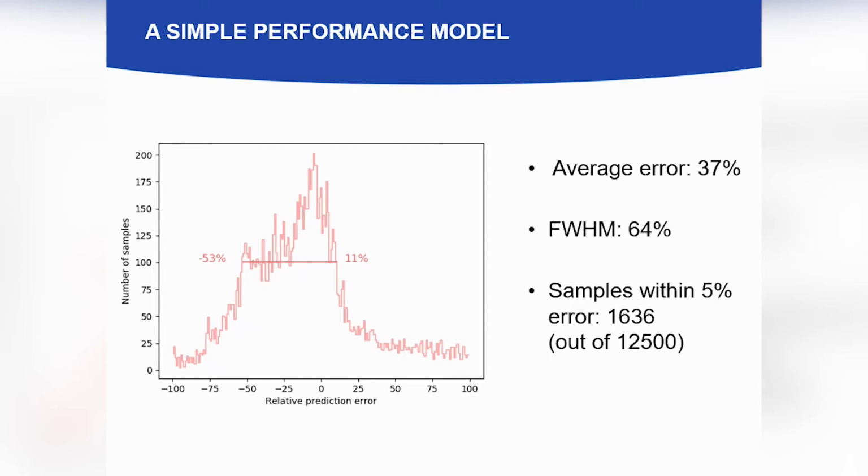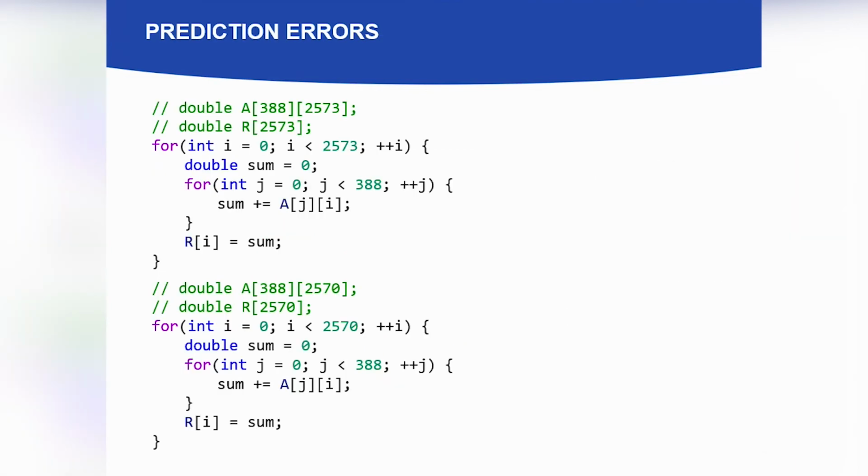What causes the linear regression to underperform? Obviously, there are some nonlinear effects affecting the runtime. Otherwise, the linear regression would be perfect. Let's see some concrete examples where the linear regression failed. Here are two summations. We basically sum up the rows or the columns of the A matrix. The difference is only the size of the second dimension of A, and it decreased by 3.